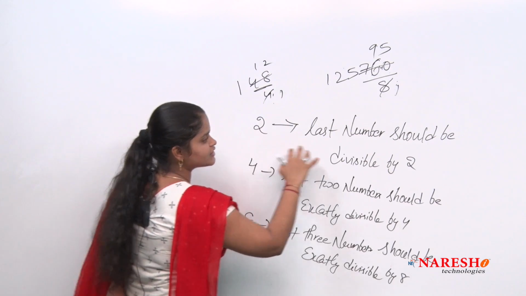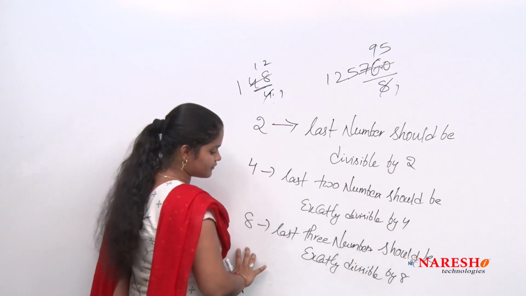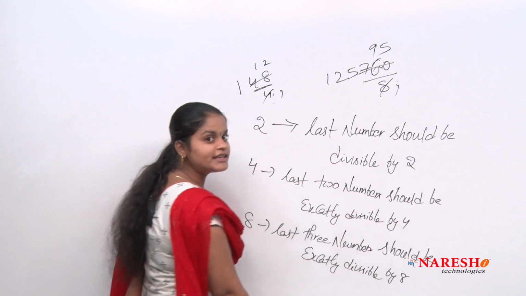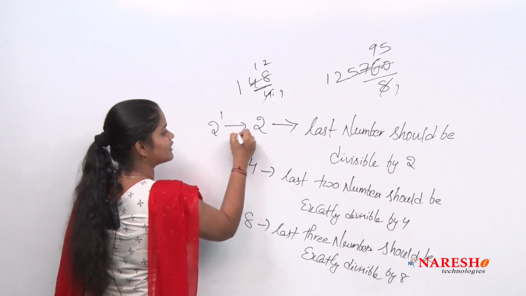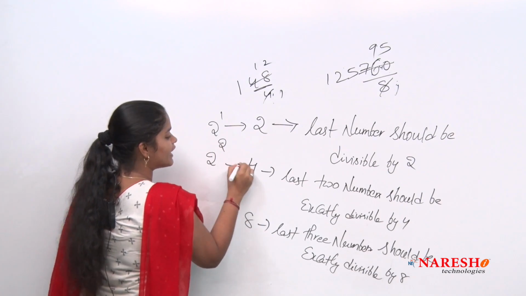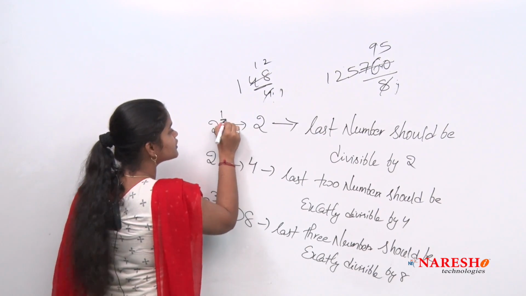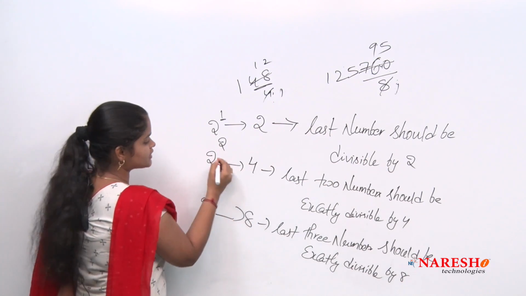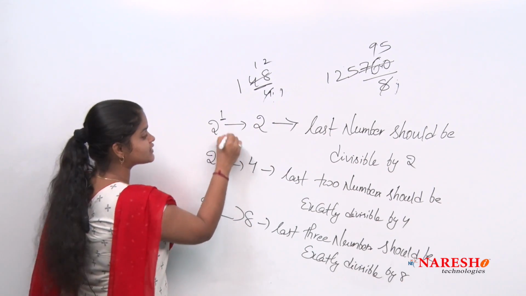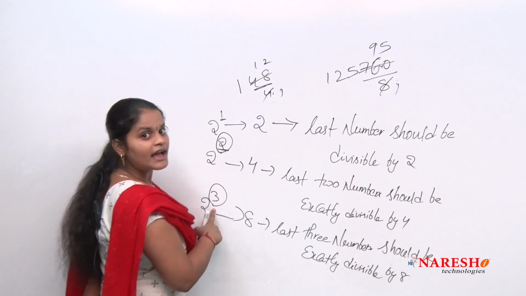For 2, I should check the last number. For 4, I should check the last two numbers. And for 8, I should check the last three numbers. So you can easily remember: 2 to the power of 1 is 2, 2 square is 4, 2 cube is 8. So for 2 to the power of 1, I check the last number. For 4, 2 square, the last two numbers. For 8, 2 cube, the last three numbers.